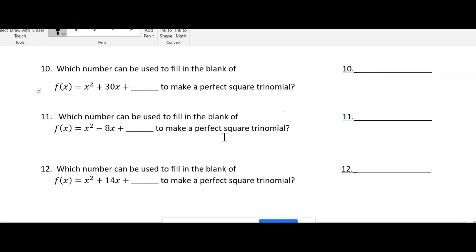Try number 10. So it says, which number, this is what we've been doing for the last couple of days now. Which number can be used to fill in the blank in order to make this a perfect square trinomial? If you need to draw out the little square right now, feel free. But towards the end of the class yesterday, we also wanted to start talking about how we can do that without having to draw that out. All right, so see what you think for that, and then see if we can fill that in.